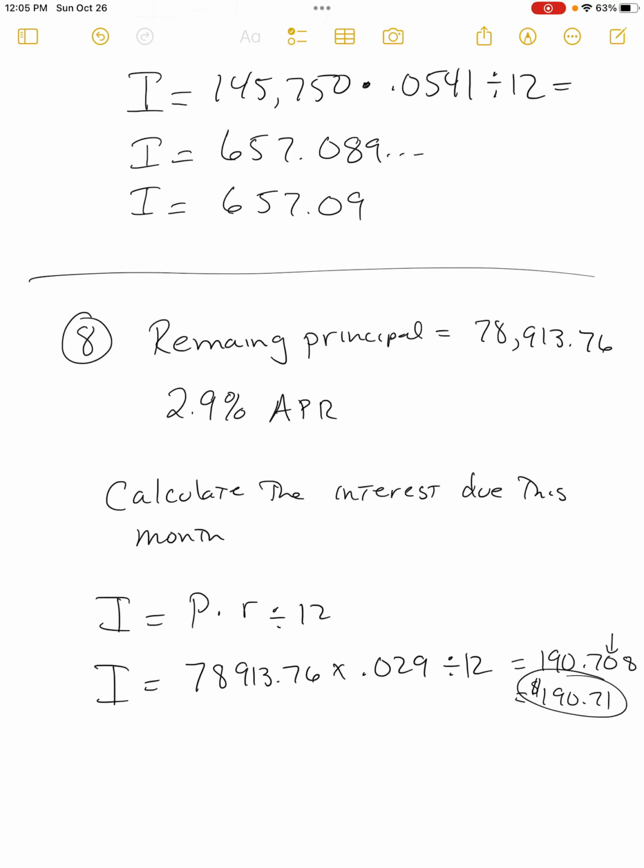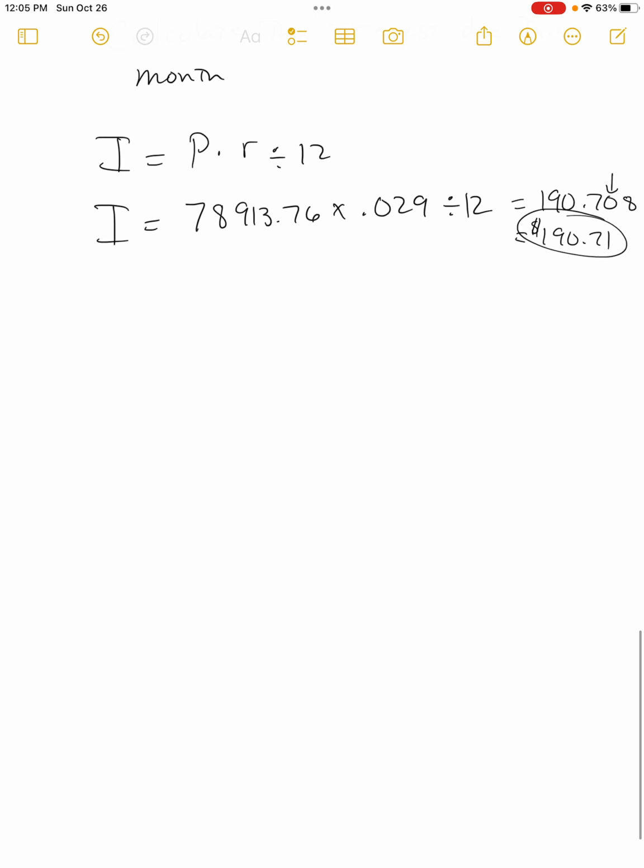So you're going to have a couple of questions like this in the homework where all they ask you to do is find the interest. Then you're going to have a series of questions that ask you to calculate the monthly payment.